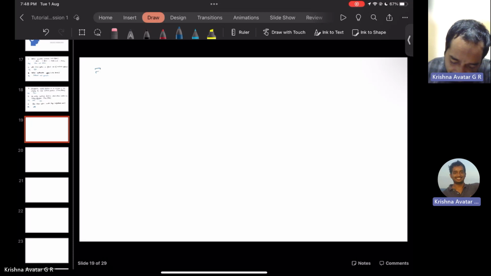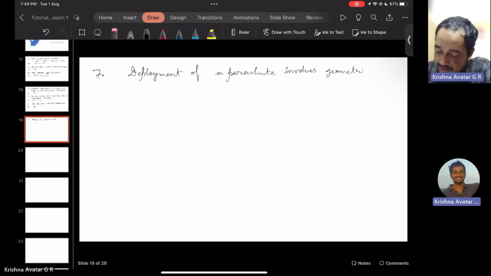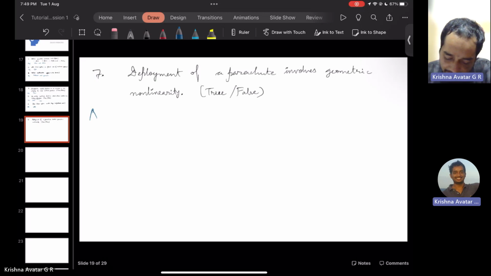Now let's have a seventh problem. Deployment of a parachute involves geometric nonlinearity. True or false? What will be the answer?